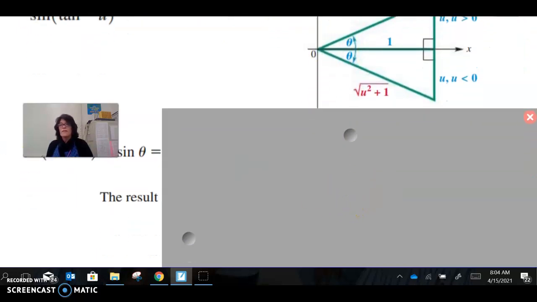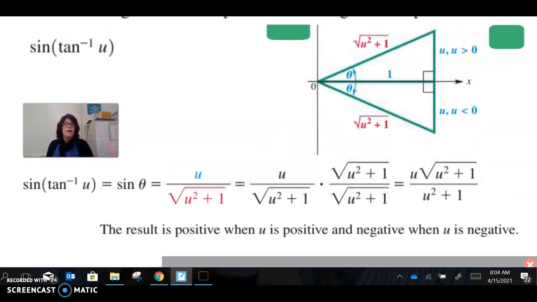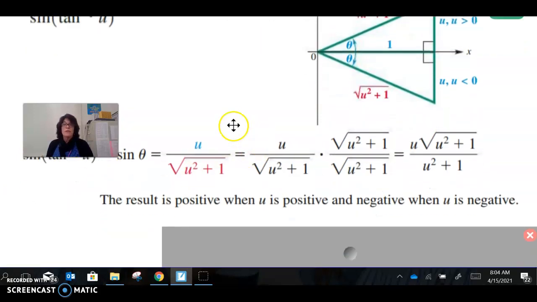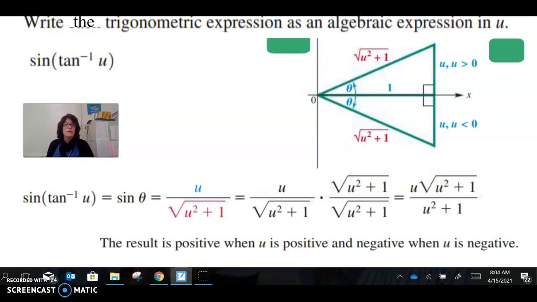So the sine of the inverse tangent, the sine of those angles, will be what? Opposite over hypotenuse. So u over the square root of u squared plus 1. I would be fine with that, guys. If you don't take the time to rationalize it, that's fine with me. If u is positive, we do get a positive answer. If u is negative, we'll get a negative answer. The denominator is always positive, but this part is positive or negative.